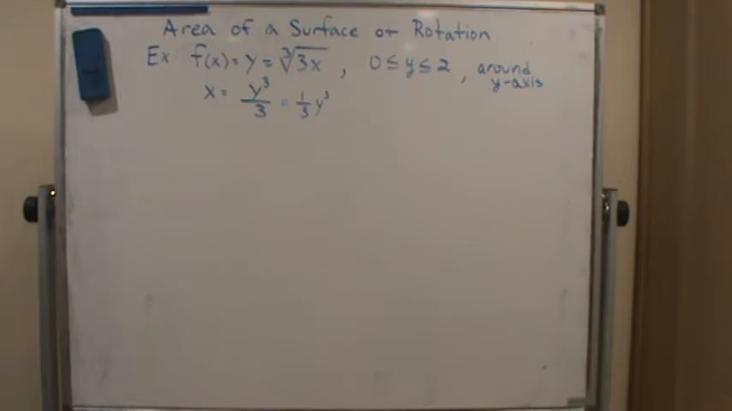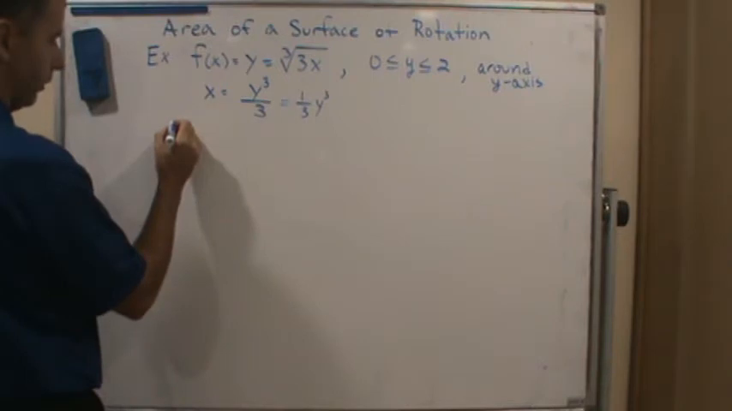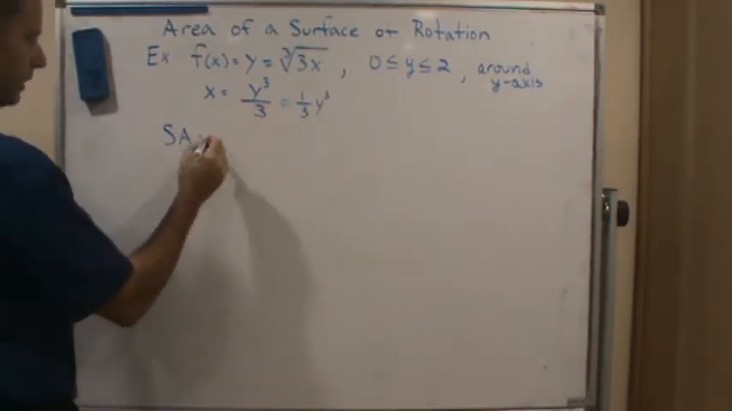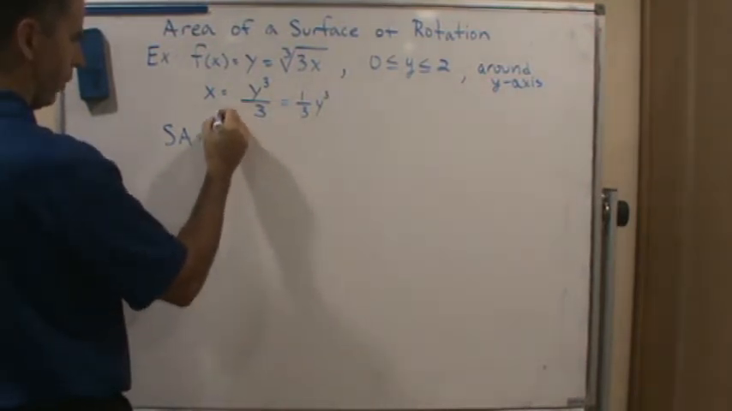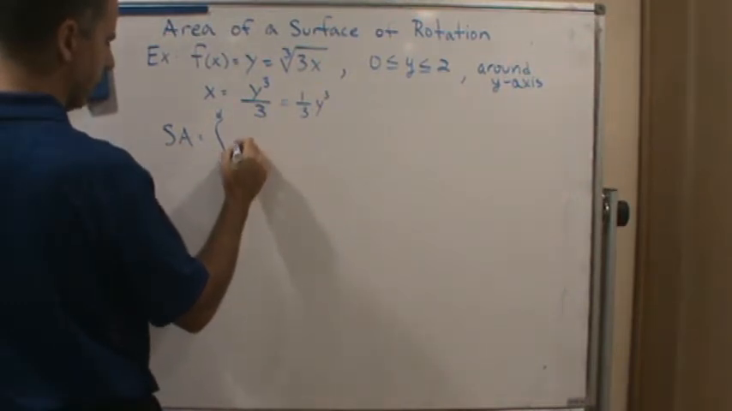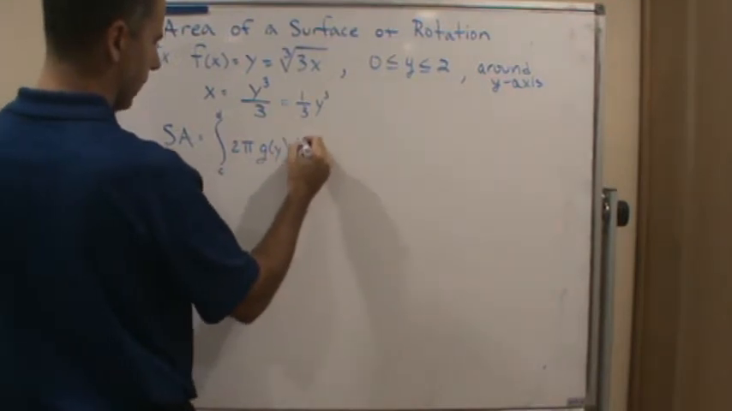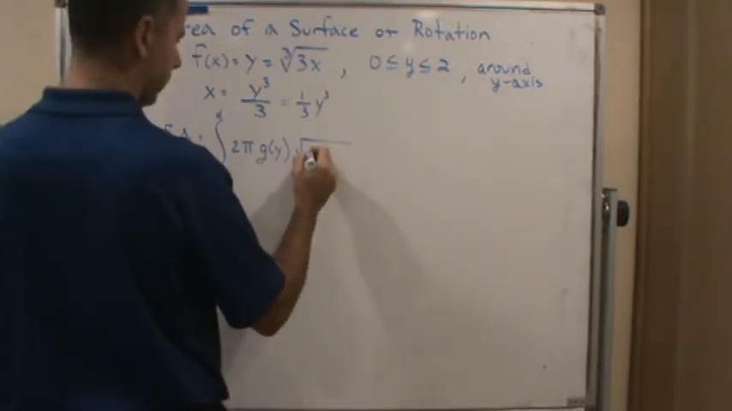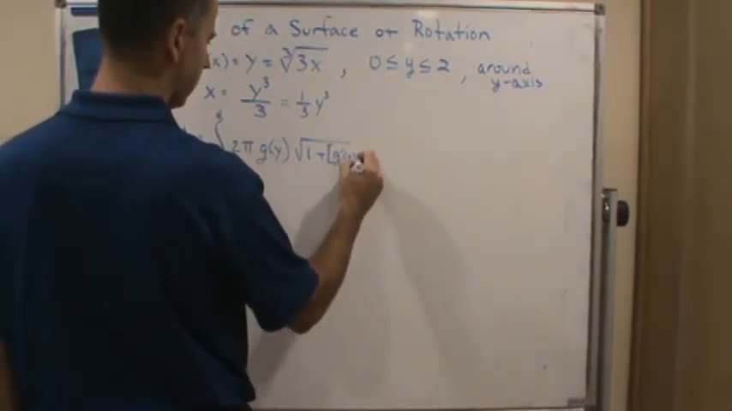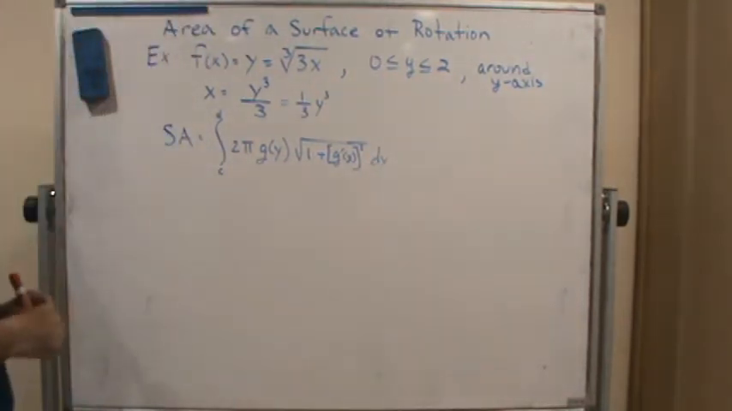So let's do it. Let's start with the formula. I'm going to start over here. So we've got surface area, and since we're revolving around the y-axis, we need to use the one that says c to d: the integral from c to d of 2 pi g of y times the square root of 1 plus g prime of y squared dy. Okay, that's the formula that they gave us, right?